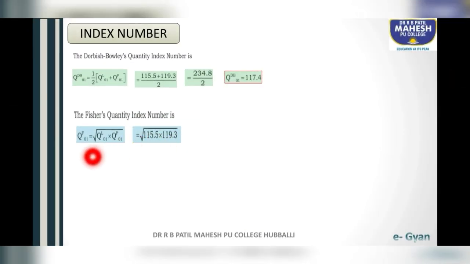Okay, students, the final formula: Q0 of Fisher's quantity index number is given by the root of Q0 of Laspeyres into Q0 of Paasche. Now you substitute the values. Q0 of Laspeyres is 115.5 into Q0 of Paasche is 119.3. Students, multiply these two values. After multiplying and taking the root, the final answer of Fisher's quantity index number is 117.38.